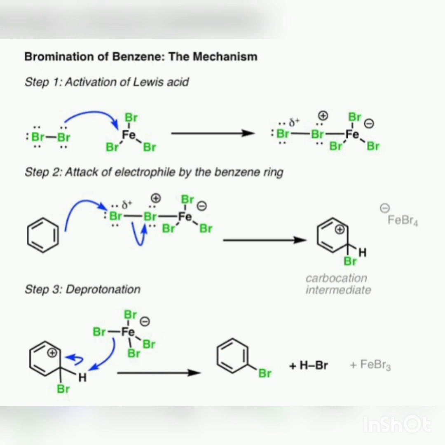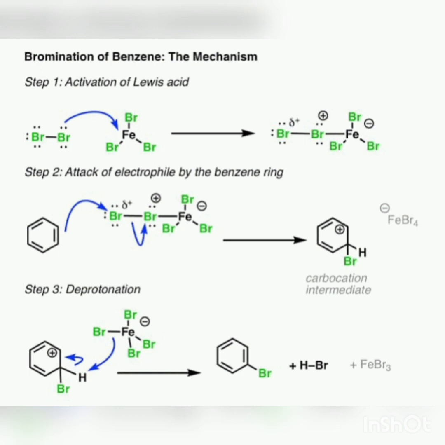Hi everyone. In this video we are going to discuss the halogenation and nitration reactions of benzene. For halogenation, we have taken the example of bromination, and the mechanism is as follows.